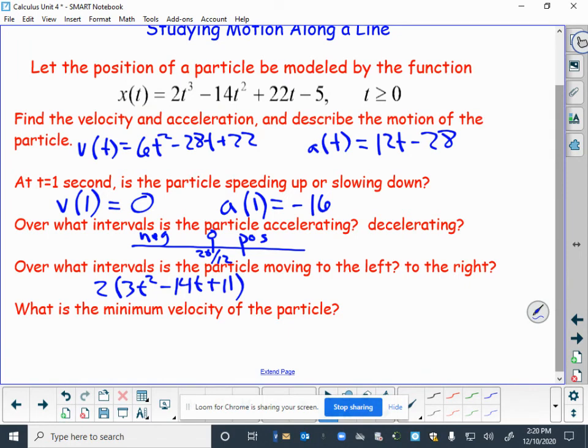And I would say 11 times 1 and 3 times 1. I want to know where this is equal to 0. So it's like a 3t and 11 and a t and a 1, and they're both subtracting. I believe that would be how that factors. Yep. So we know that the velocity is 0 at 1 and at 11/3.